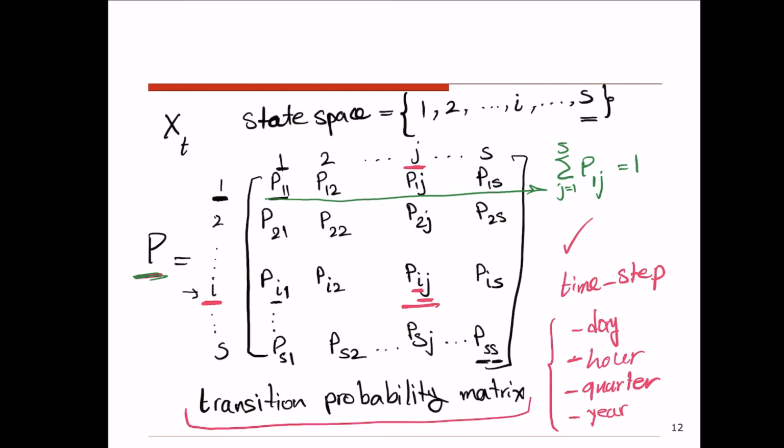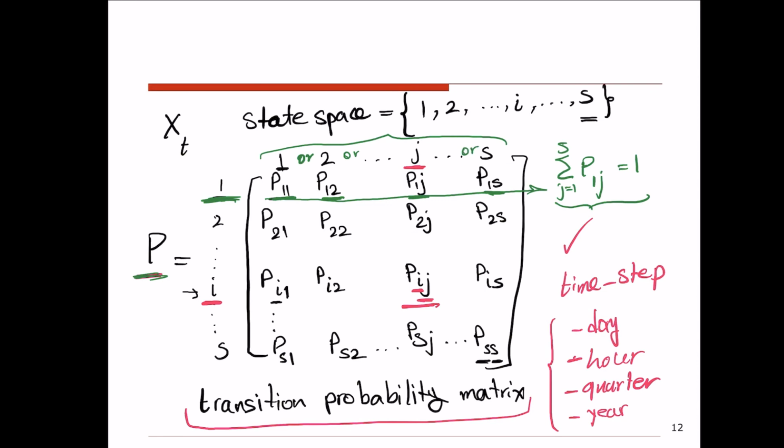So what I wrote here is basically the sum of probabilities that are in row 1: P11 plus P12 all the way to P1S, and that sum equals 1. So what does that mean? If I'm at state 1 right now, in the next time step I end up at state 1, or state 2, or state 3, all the way to state S.